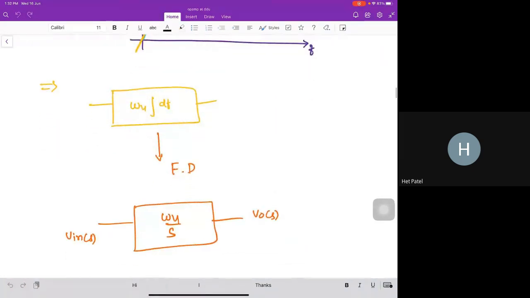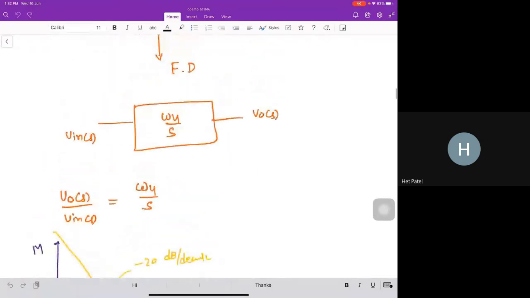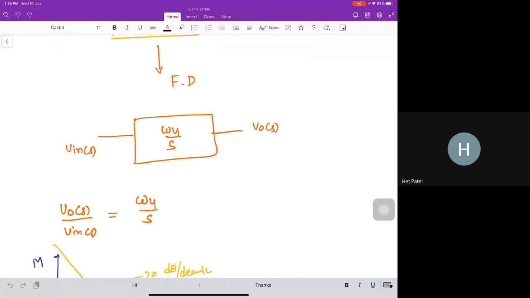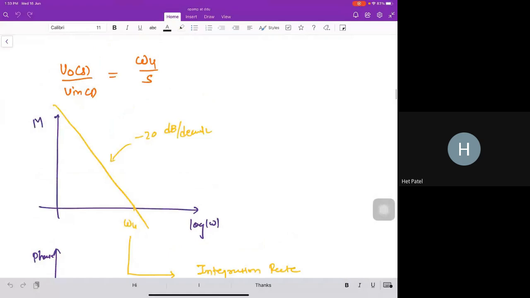Now let's take our integrator and analyze it in the frequency domain, the Laplace domain. In the frequency domain it is nothing but omega u by s. If you plot the approximate Bode diagram, there is a pole at the origin, so a minus 20 dB per decade slope will be there, and at the omega u point it touches the 0 dB axis.